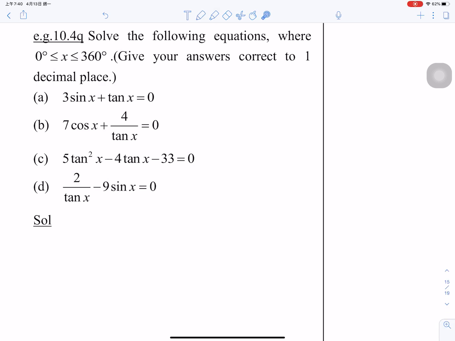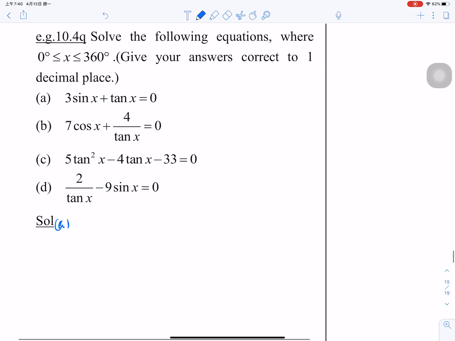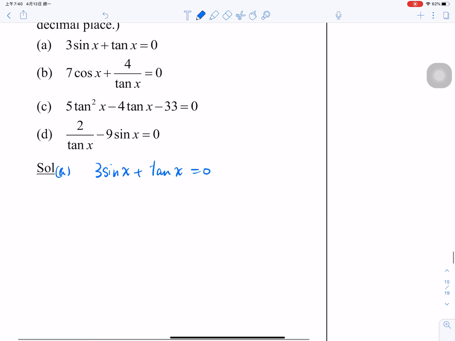10.4q. Have a look. Solve the following equations where x is between 0 to 360 degrees. Okay. Part A. 3 sine x plus tangent x equals 0. This question, we can rewrite tangent x as sine x over cosine x.